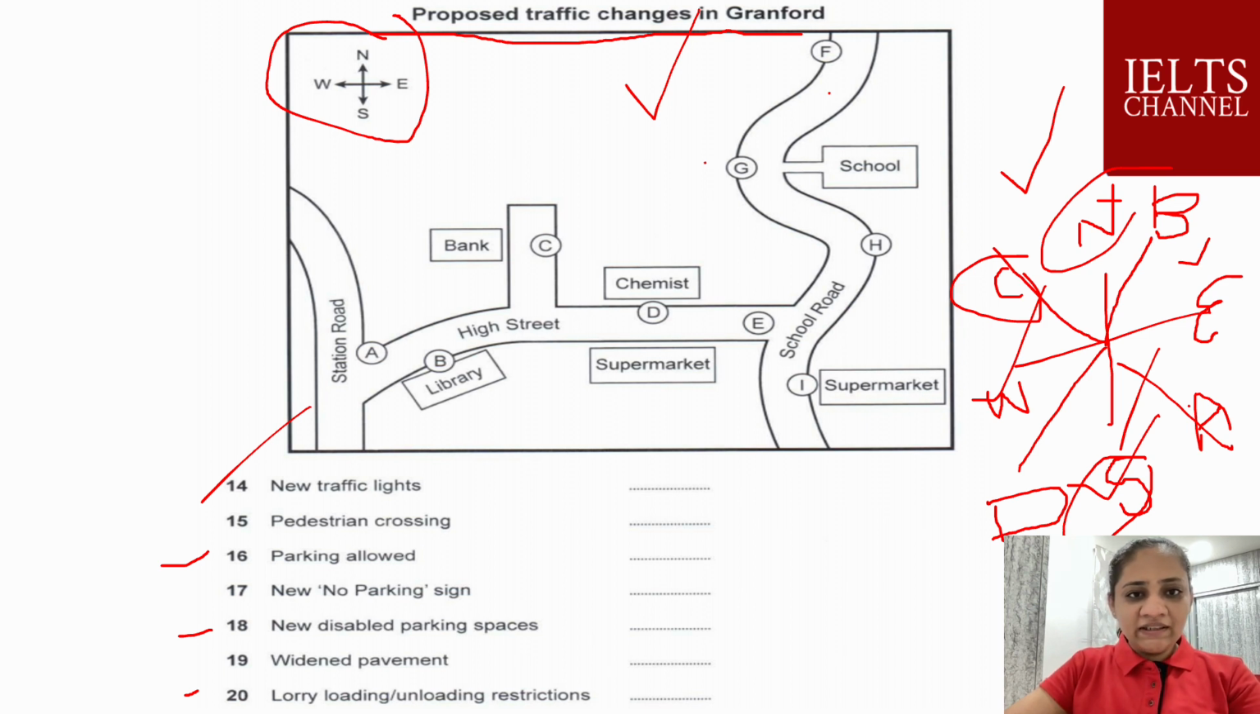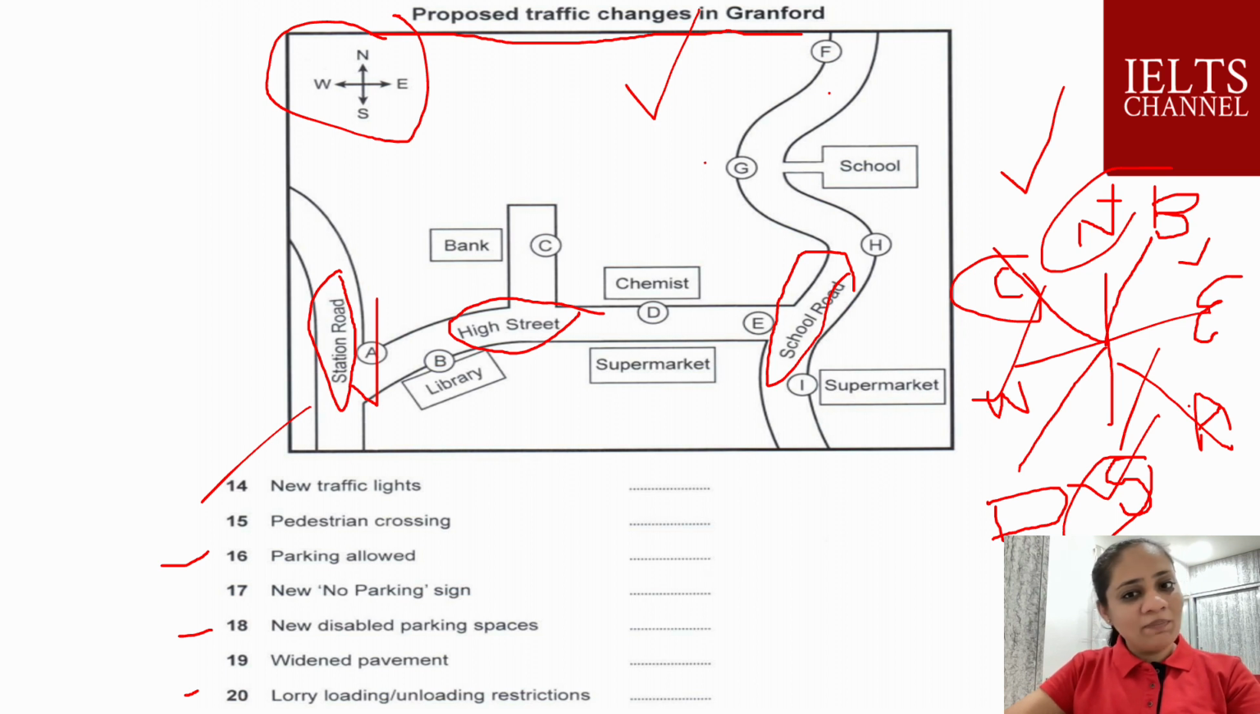See the location over here, we have seen the roads are here. One is the school road, another is the high street, and another is the station road. Okay, three roads are given. Let's start with A first. Nearby the station road you have A. So if in the audio they tell you A is located near the station road, like parking allowed nearby the station road, so parking allowed is our keyword, and your answer is A for parking allowed.